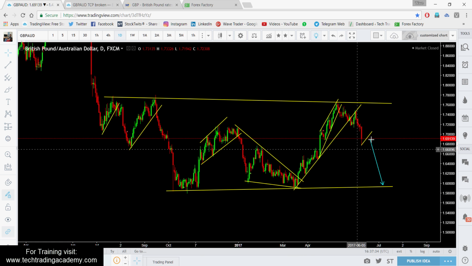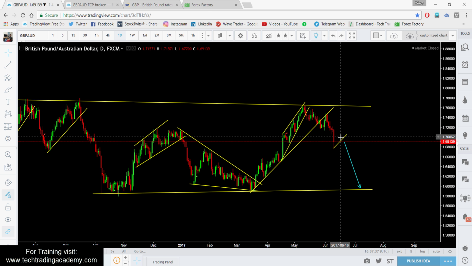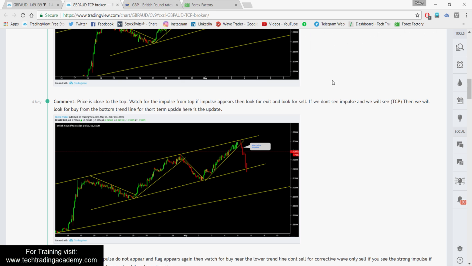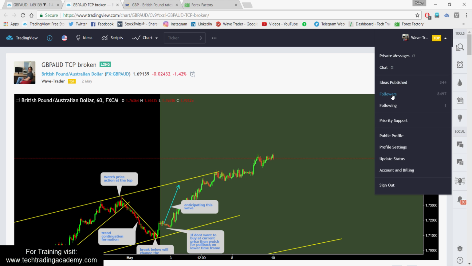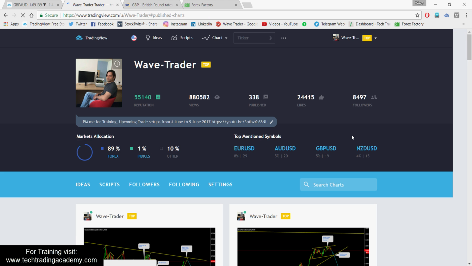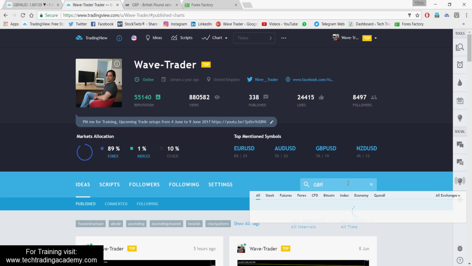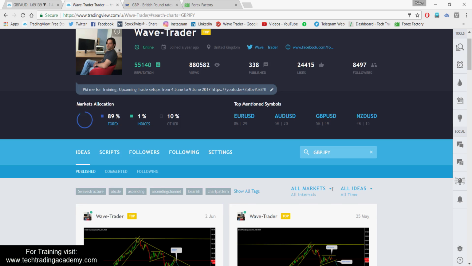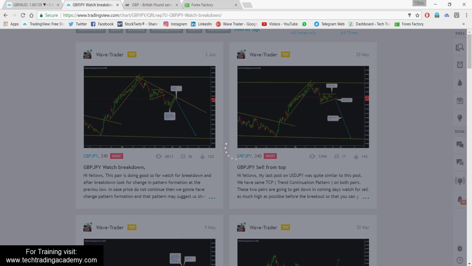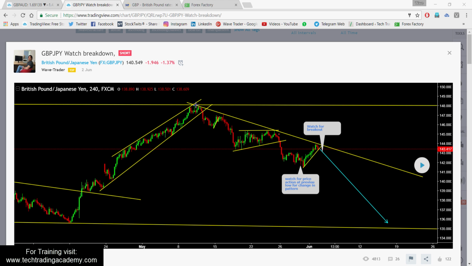So let's get back to the pair. We need another continuation formation here at this area. Continuation formations should be quite similar to pound yen. Let me show you. If you fellows remember, we were looking for reversal from that area. We have seen continuation formation here, here, here, and here. Quite similar to that. We need another continuation formation on pound Australian dollar before selling that pair.